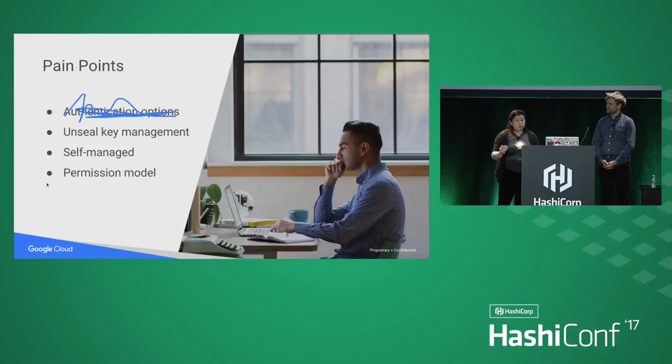Some other pain points are unseal key management. To unseal Vault, as we mentioned, you need a certain set of keys, and that's used to bootstrap the entire system. So where do you manage those? A lot of people end up using separate password managers, which completely defeats the purpose of having Vault. So it's sort of like, do you really want to have more than one way to store your secrets?